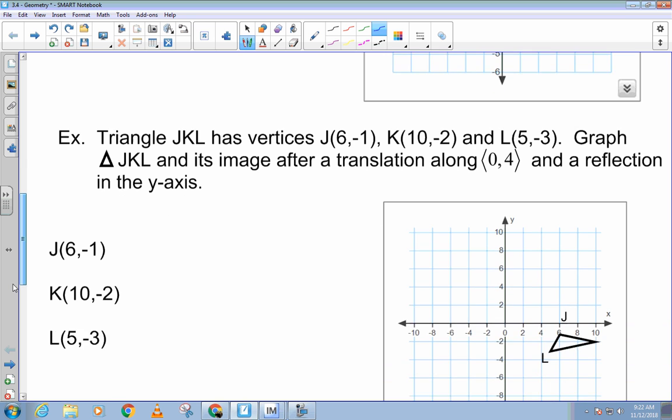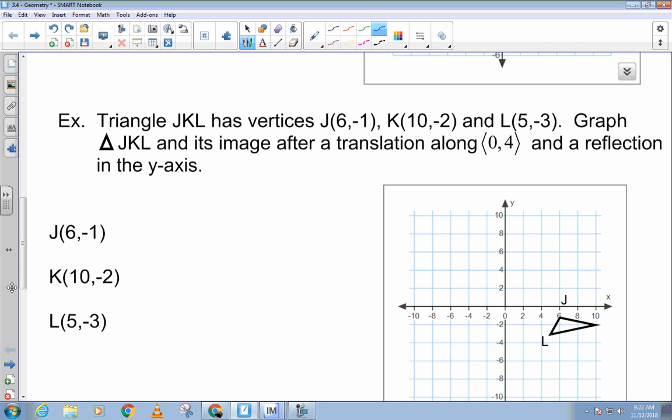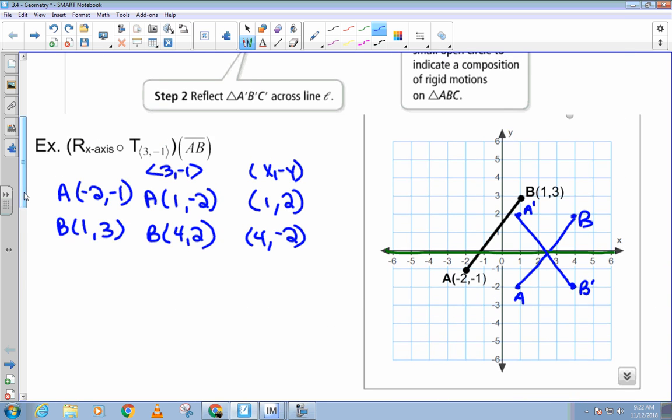Okay, here's one. So this is one in which they use the composition notation. The next one that we're going to do is going to tell us what we do in words. Did you get that? Okay.